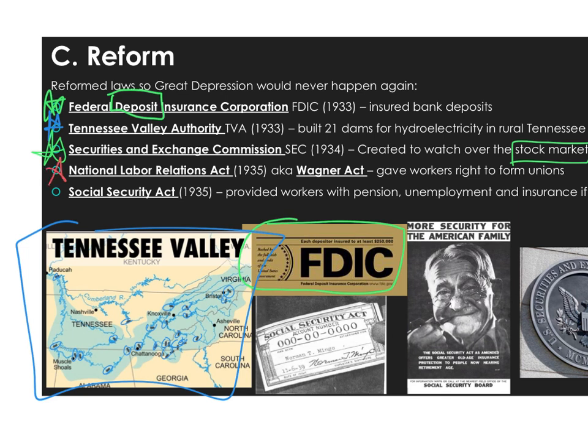This is what's different in your notes. It's totally messed up in your notes. The National Labor Relations Act, also known as the Wagner Act, is going to allow the right of unions. Before this, many places outlawed unions. This actually made it possible. Make sure you know that.